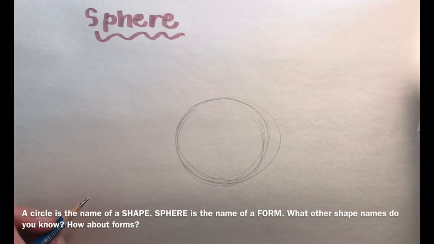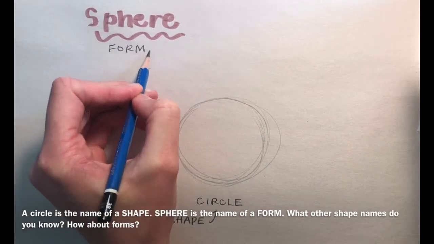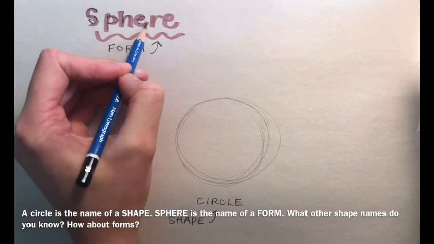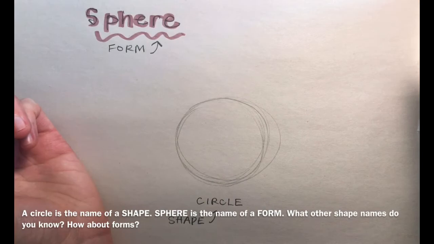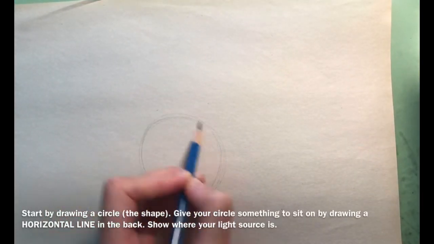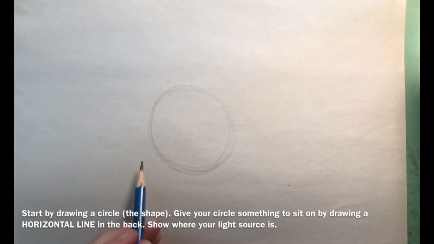Let's talk about the word sphere too. If I draw this, it's a circle, right? A circle is the name of a shape. Shapes are flat, but a sphere is a form. It's the name of a three-dimensional form. Okay, now that we've got that, let's begin.